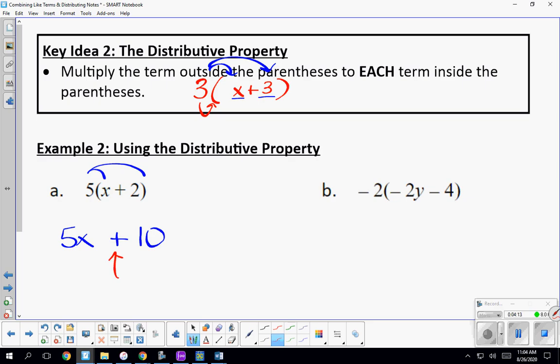But remember, addition means counting, and here we have x's, and these are numbers, so I cannot combine them together. So that's as far as I can go.